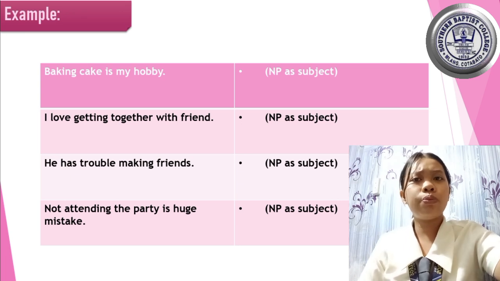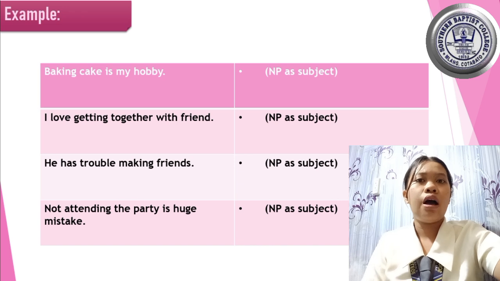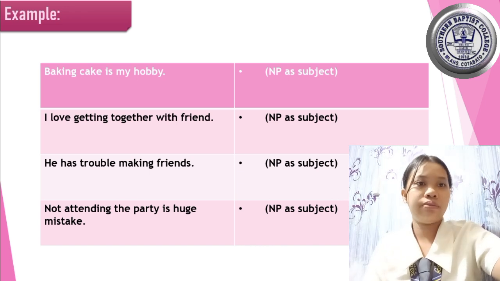So, the gerund phrase baking a cake is the subject of the sentence, baking cake is my hobby. This is similar to the gerund phrase not attending the party, while the gerund phrase getting together receives the action, the word love, as making friends receives the action has trouble.